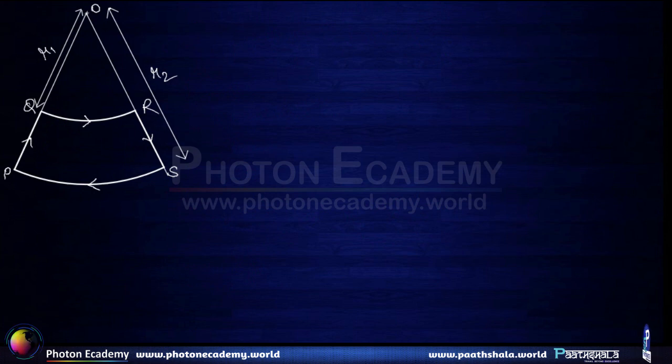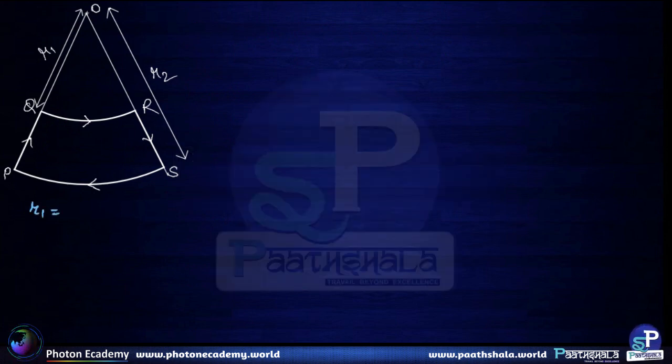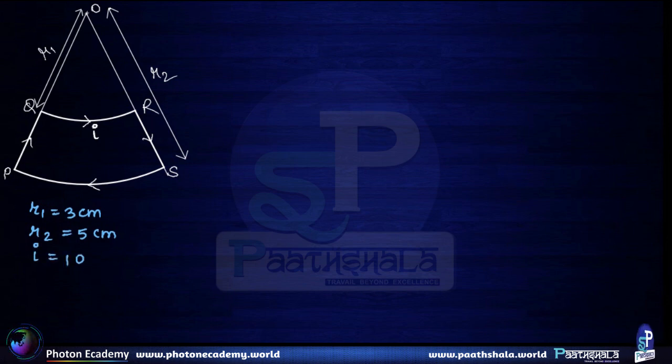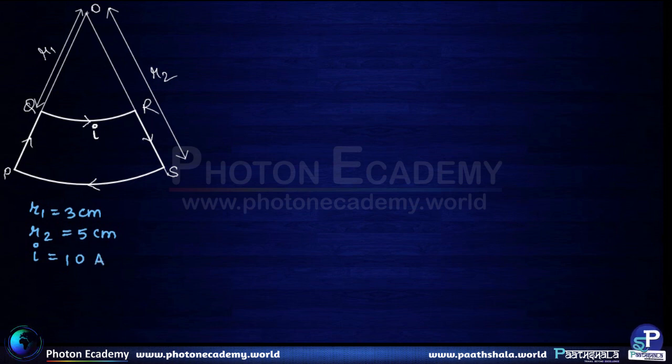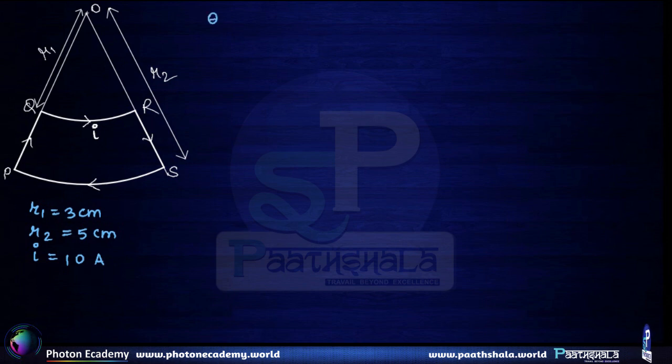So in this given question, R1 is 3 centimeters and R2 is 5 centimeters. The current in the loop is given to be 10 amperes. Now the magnetic field due to the segments PQ and RS at point O will be 0, as for PQ and RS, theta equals 0 degrees. So the magnetic field due to PQ and RS will be 0.